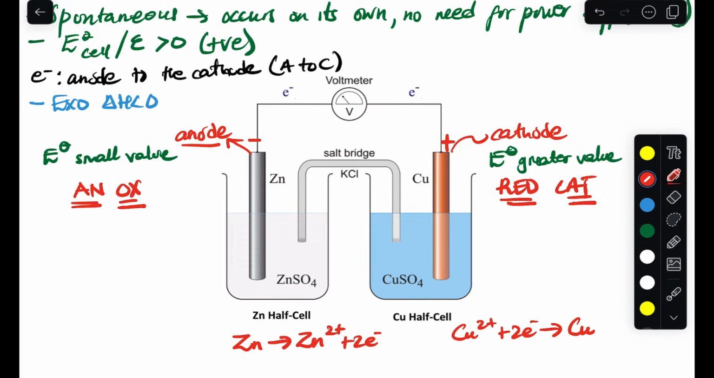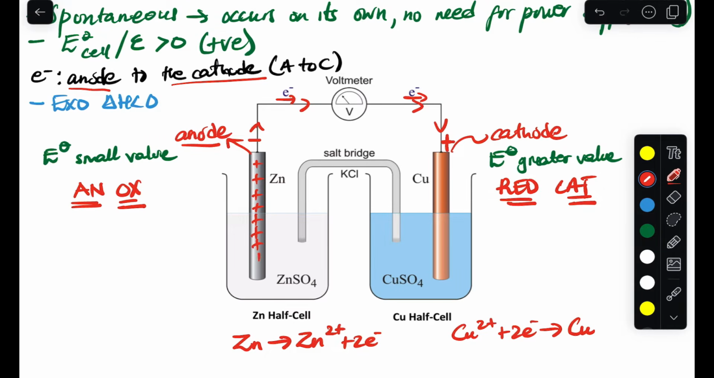the anode loses the electrons, so the electrons will move from the anode to the cathode. As I've mentioned, the electrons move from anode to cathode. So those electrons will move in that direction, right? What's going to happen as it loses the electrons, the zinc is going to become positively charged.